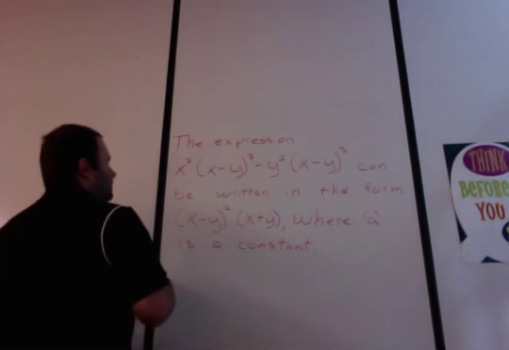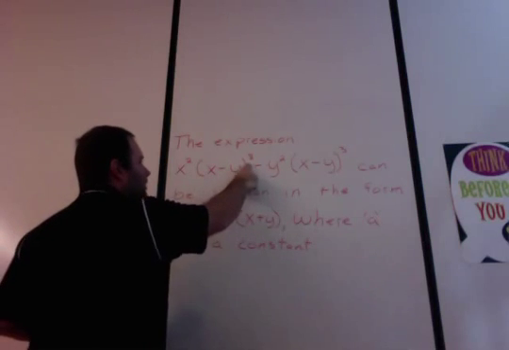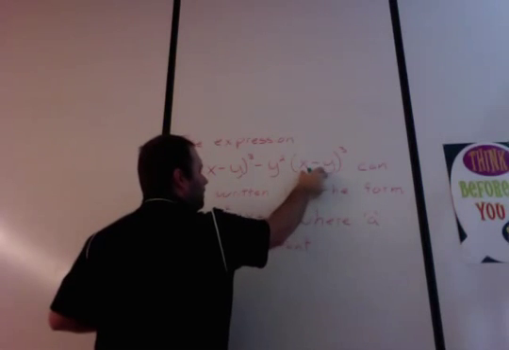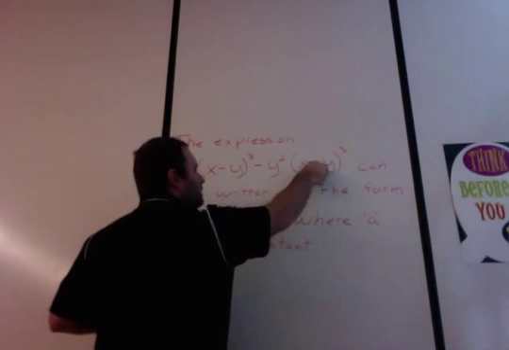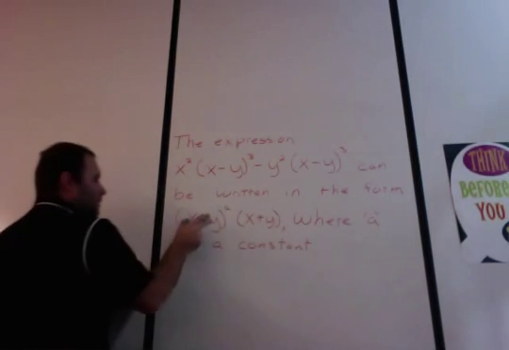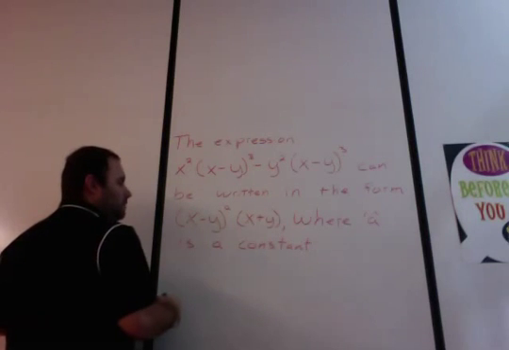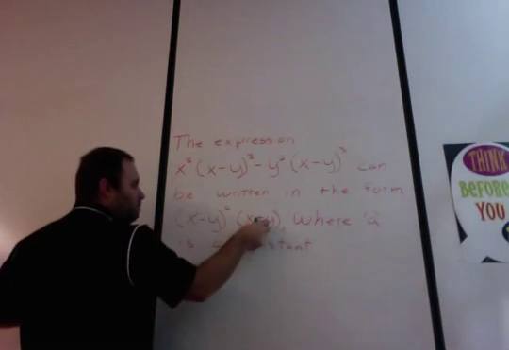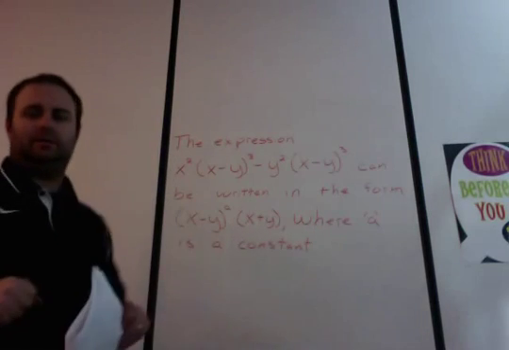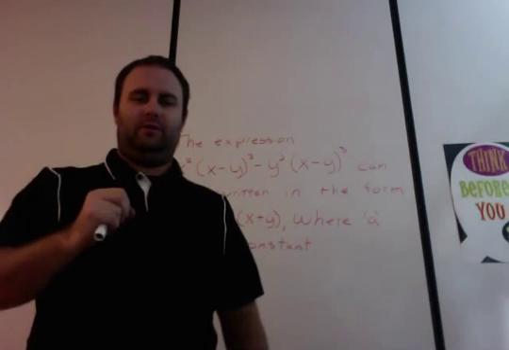The expression x squared times the quantity x minus y raised to the third minus y squared times the quantity x minus y raised to the third can be written in the form x minus y all raised to the a power times the quantity x plus y, where a is a constant. Okay, so we're going to be all about finding the value of a.